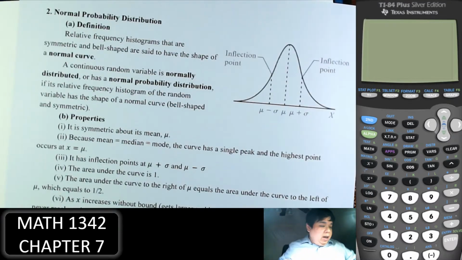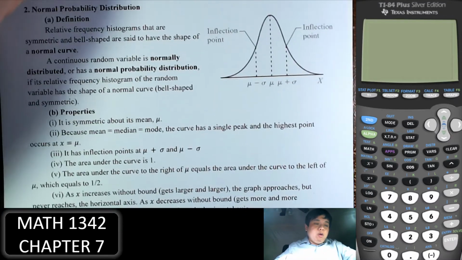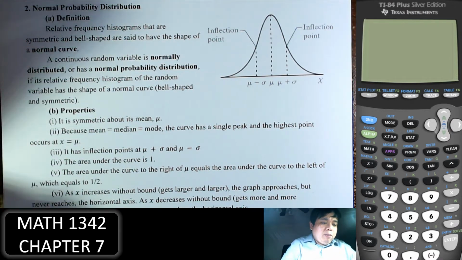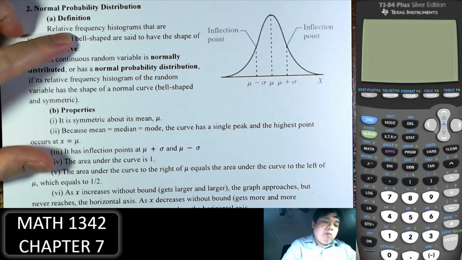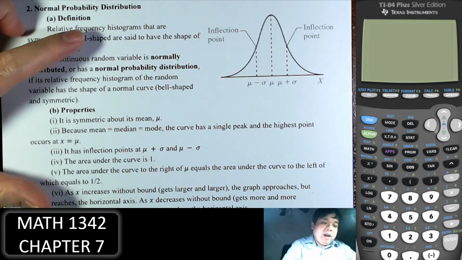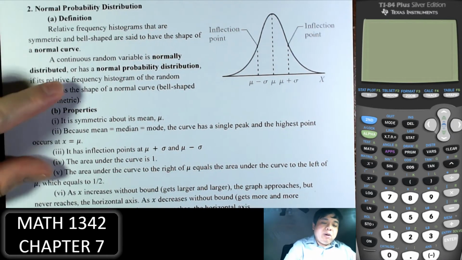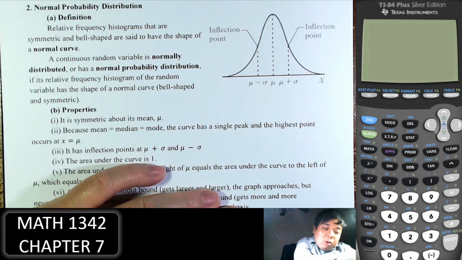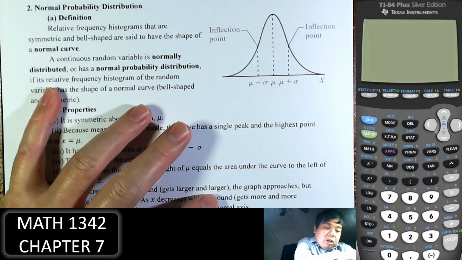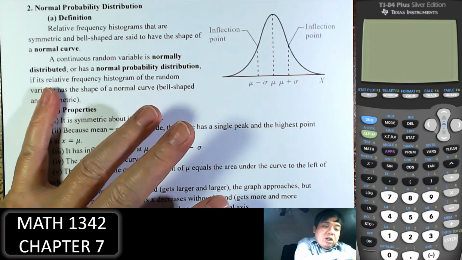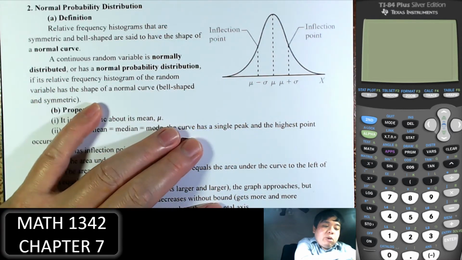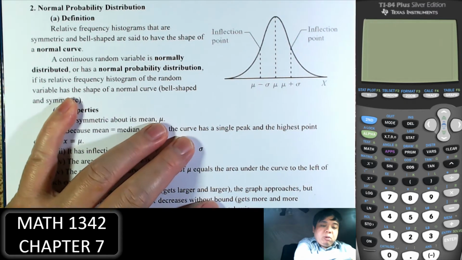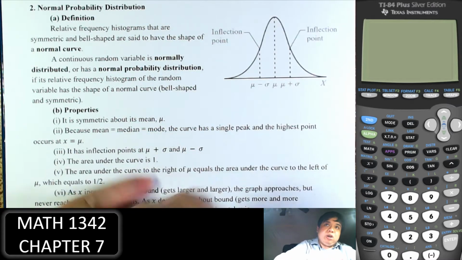Right. Now, more important, the normal probability distribution. Definition: relative frequency histograms that are symmetric and bell-shaped are said to have the shape of the normal curve. So a normal curve is like a bell shape. A continuous random variable is normally distributed, or has the normal probability distribution, if its relative frequency histogram has the shape of the normal curve. So this is the shape of the normal curve.